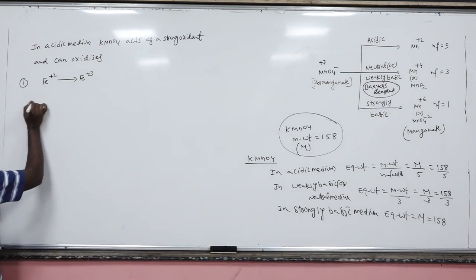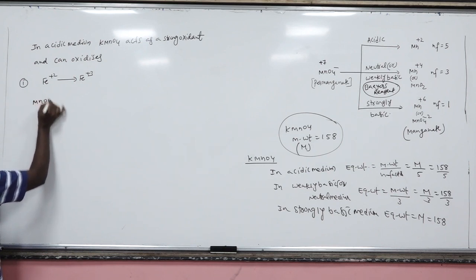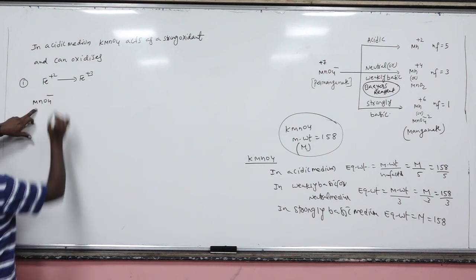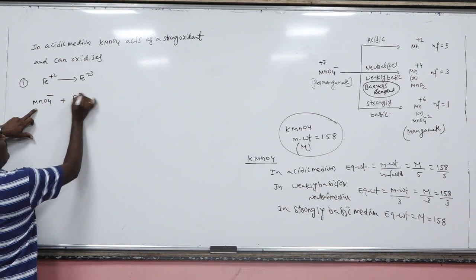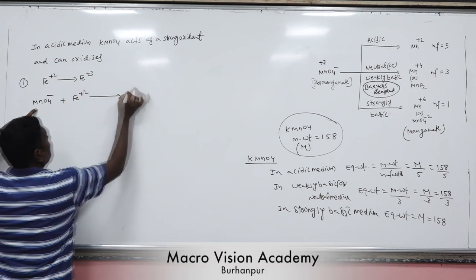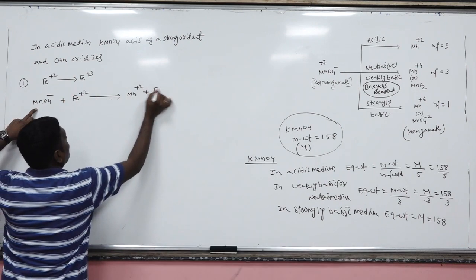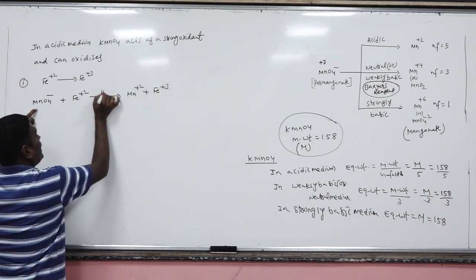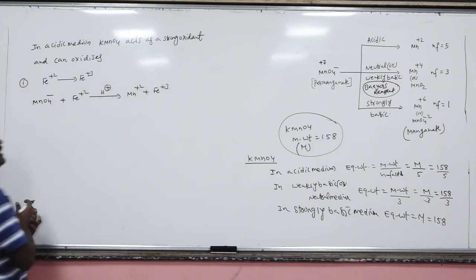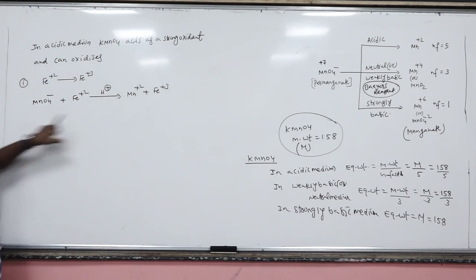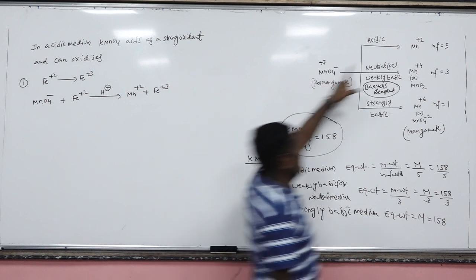So what is the net reaction? Potassium permanganate oxidizes ferrous ion into ferric ion. This reaction is occurring in which medium? This is very important. In acidic medium, we have to know MnO4 minus will reduce to what? Mn plus 2. This is very important.